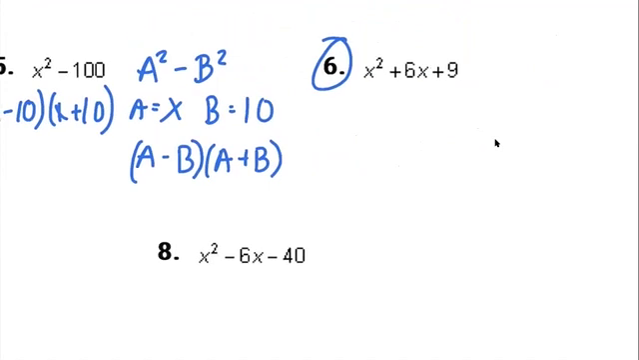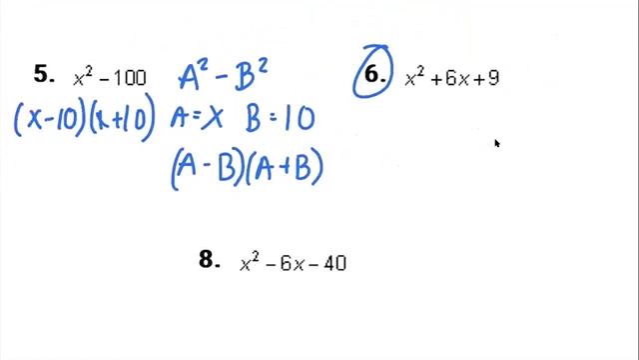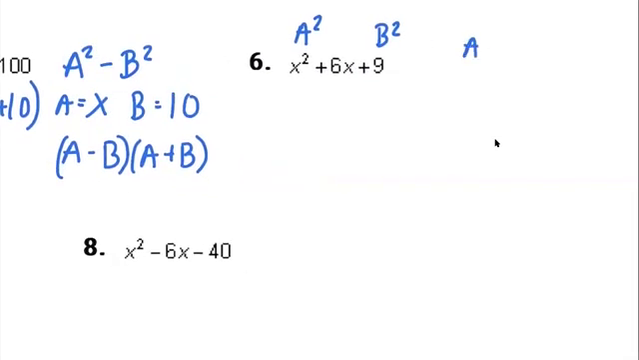Now, if we look at number 6 here, notice you've got a positive and a positive. Next thing you need to notice is that this is a perfect square and 9 is a perfect square. So we got to notice that. And if we write down again what a and b is equal to, a is equal to x, b is equal to 3 because 3 squared gives me 9.